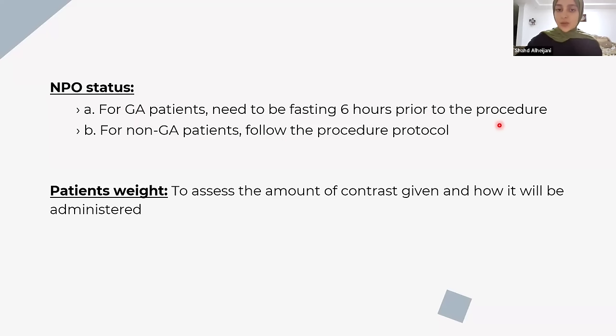And why do we need that? Because we don't want the patient to aspirate. In case there's nausea or vomiting, they will aspirate, and it will cause abnormalities and problems for the patient. So you tell a patient undergoing general anesthesia to be fasting 6 hours before the procedure. For non-GA patients, you follow the procedure protocol. It depends, but basically, if the patient is undergoing anesthesia, fasting 6 hours prior.